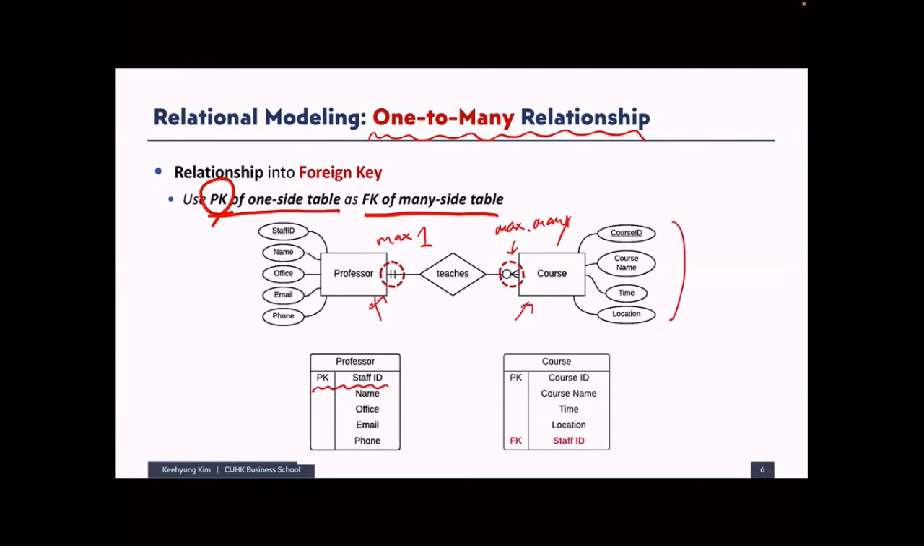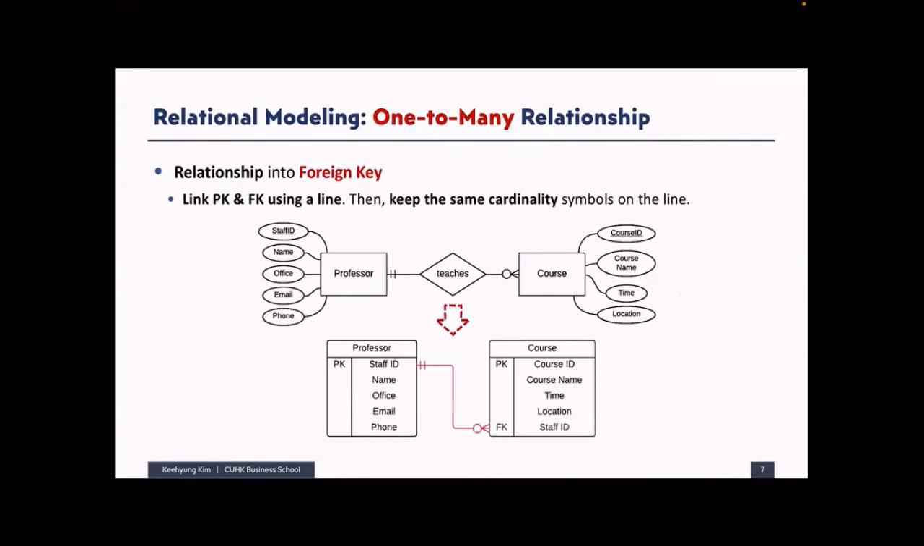On the many side table, currently there is no step ID. So in this table, we are going to add step ID here as a foreign key. We specify that in the table like this. Now we have a primary key here and a foreign key here with the same attribute. Then we can make the relationship. In the relational model, after putting the foreign key, you simply link those two together like this and put the same cardinality option here.